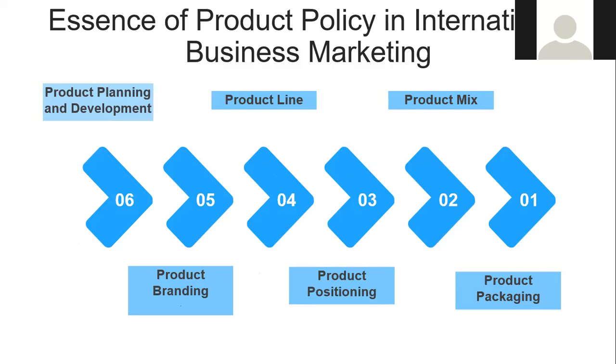Today I am going to discuss question number 6, the essence of product policy in international business marketing. The essence of product policy in international business marketing contains several aspects of marketing, such as product planning, product development, product mix, product branding, product packaging, and product positioning. These aspects need to be considered by companies whenever they go international.